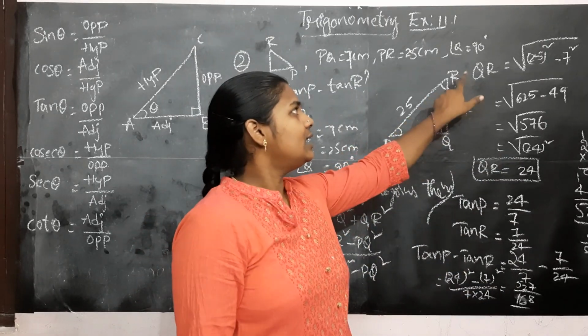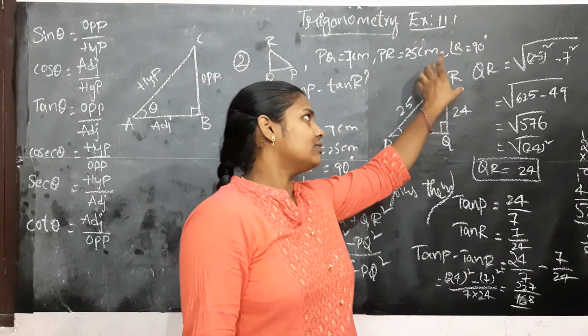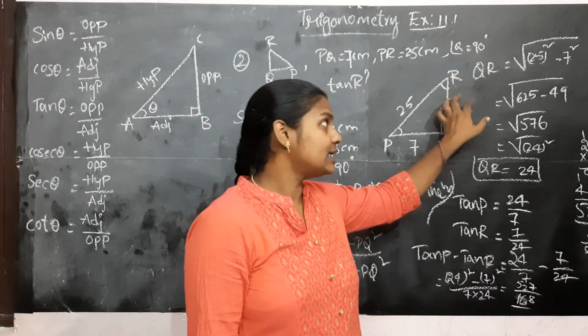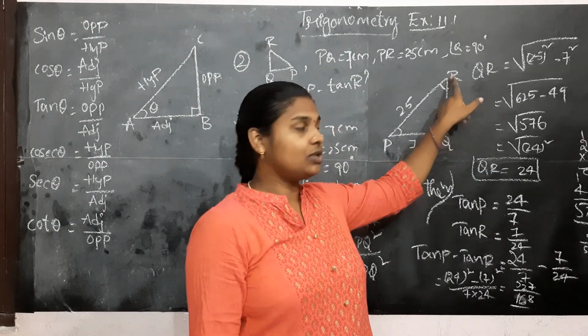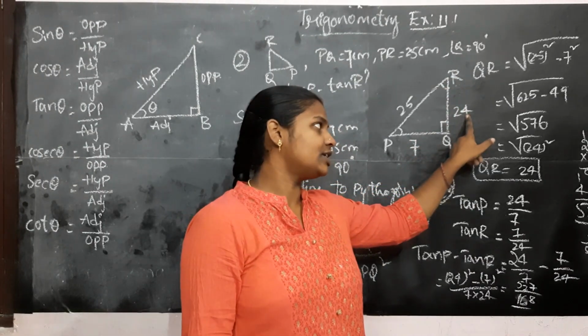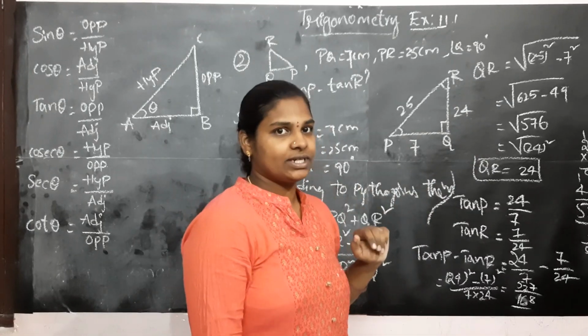The new thing in this is tan R. Everything in trigonometry is associated with respect to angles. If tan R is here, you need to figure out the opposite side with respect to this angle and adjacent with respect to this angle. That will simplify the solution.